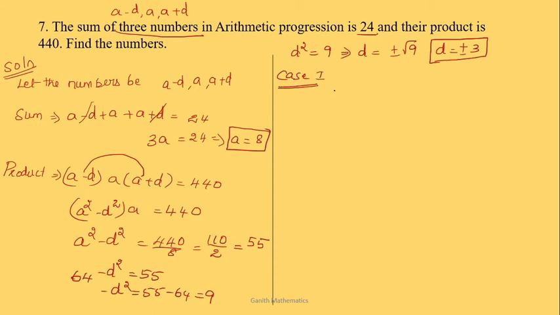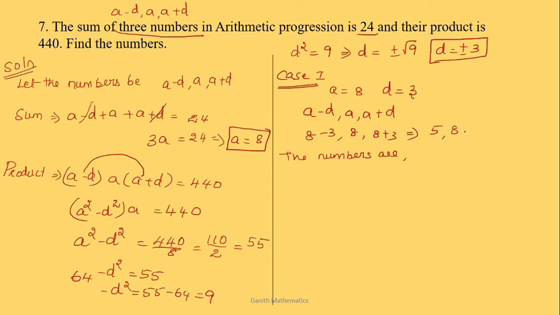In the first case, I am going to take my A as 8 and my D as plus 3. We know that the numbers are A minus D, A, A plus D. So this will be 8 minus 3, 8, 8 plus 3. So the numbers are 8 minus 3 will be 5, next term is 8, 8 plus 3 will be 11. So 5, 8, 11.